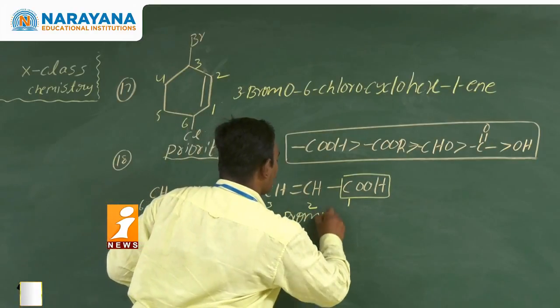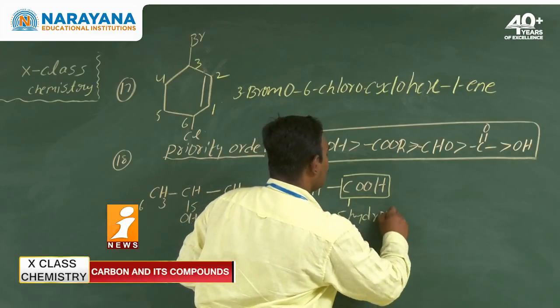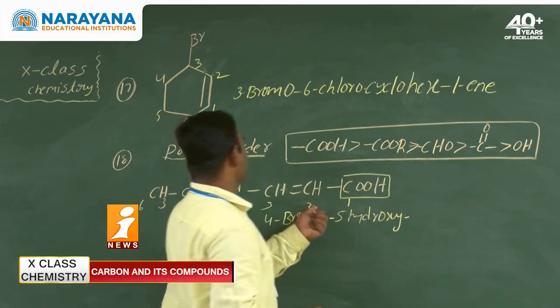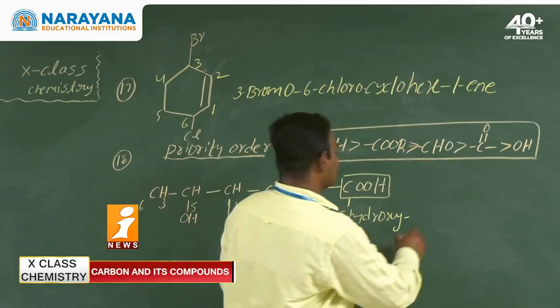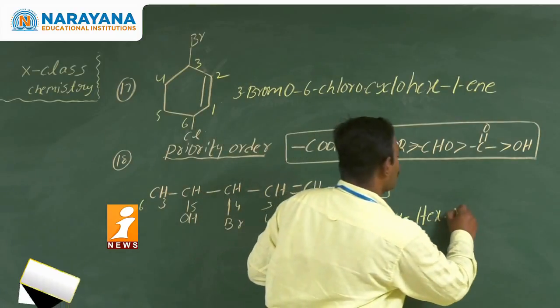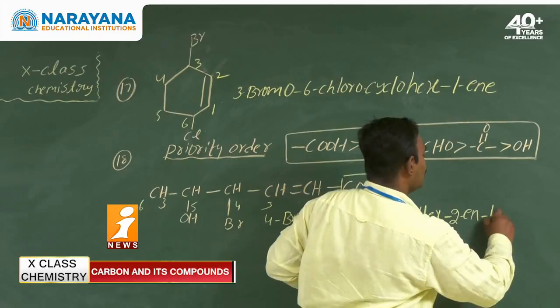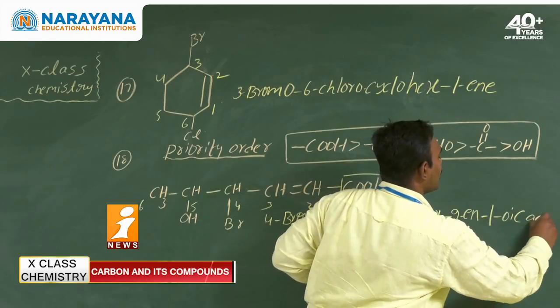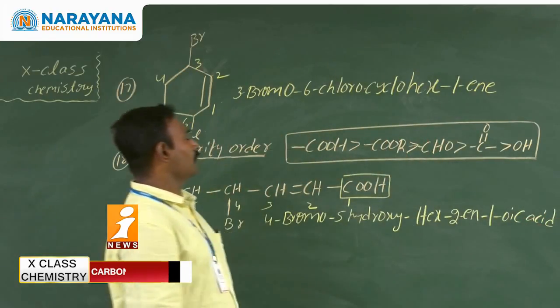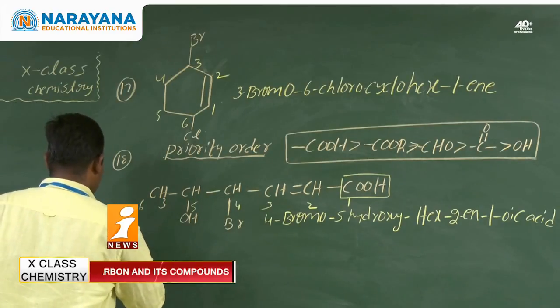4-bromo, 5-hydroxy. Total how many carbons are there? 6 carbons, hex. Position of double bond is 2. Hex-2-en-1-oic acid. Now see the last example.